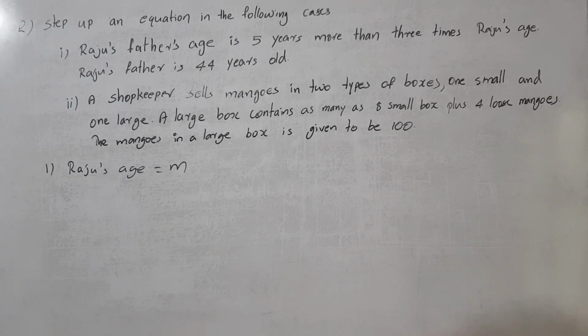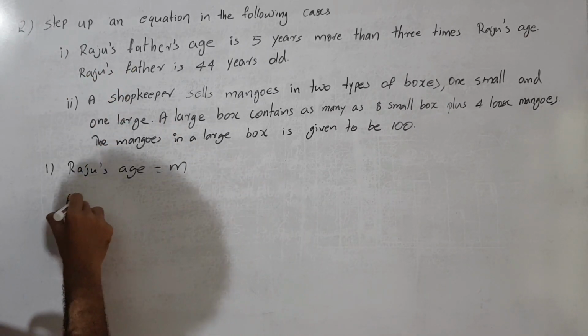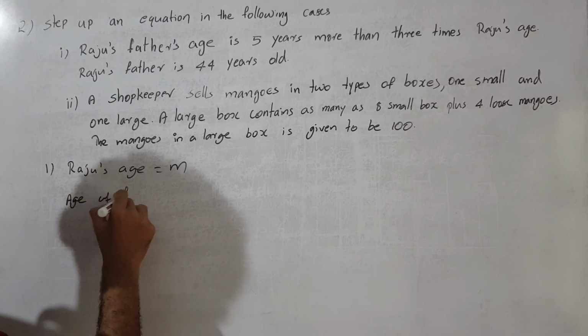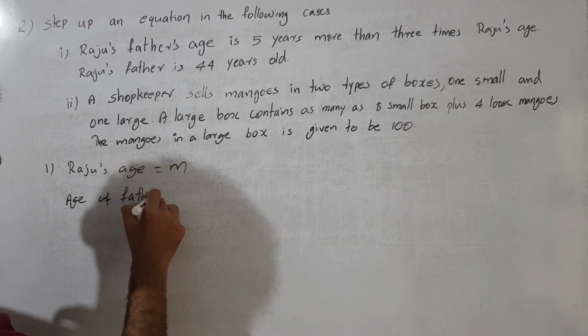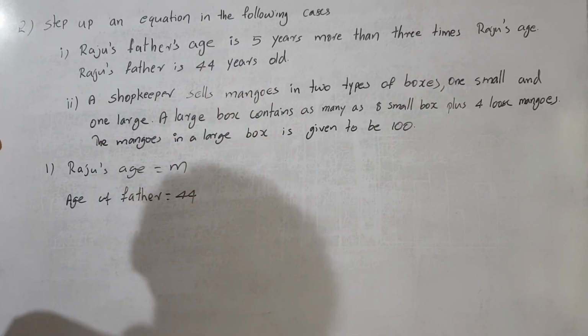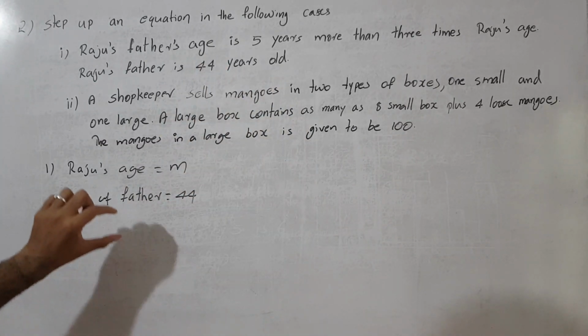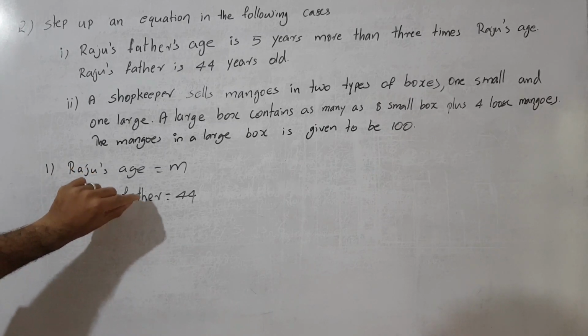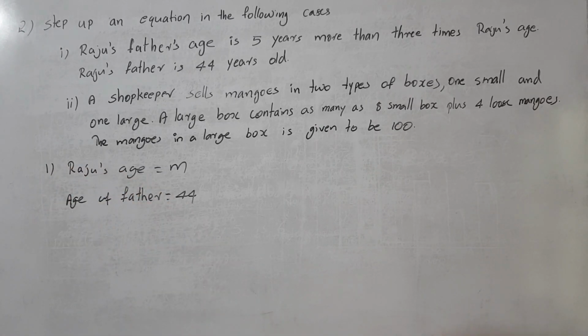Okay. Then here, what is father's age? Age of father is equal to 44. Correct? Then here is given the relation between age of father and age of Raju.